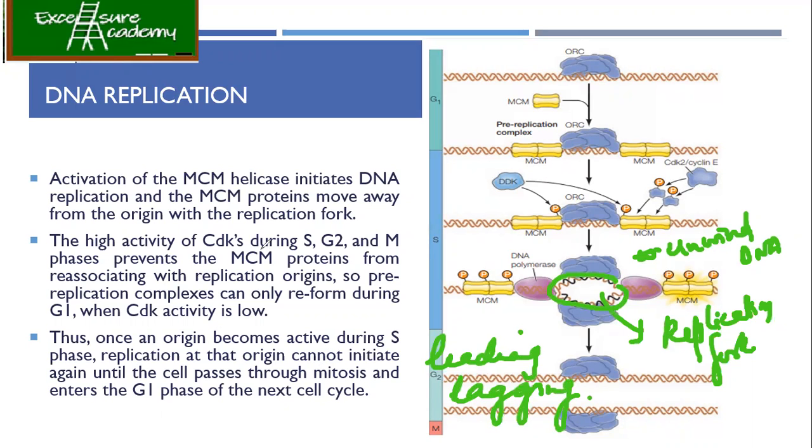Now, the high activity of CDKs during S phase, G2 and M phase prevents the MCM proteins from reassociating with the replication origin. Now, why this is important? Because we don't want to reinitiate the replication. That's the re-replication within the one cell cycle. It is not required. So that will be prevented. Okay. Thus, once an origin becomes active during S phase, replication at the origin cannot initiate again until the cell passes through the mitosis and enters the G1 phase of the next cell cycle. Okay, so far so good. Now you're able to understand how exactly the DNA replication is being regulated.